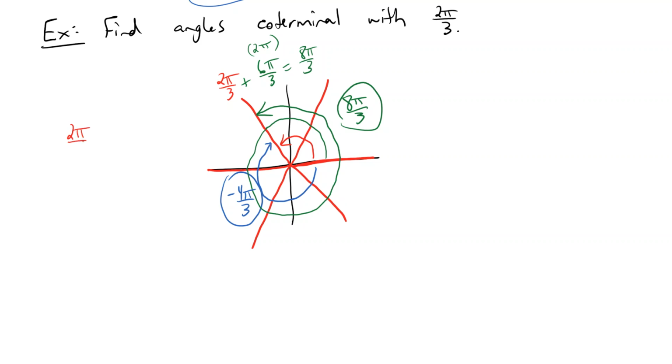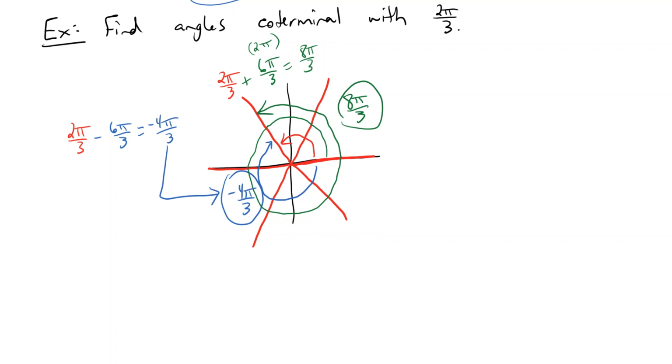So in radians, if I want to subtract a full revolution, I could subtract 6 pi over 3 because that's 2 pi. And that gives me my negative 4 pi over 3 that we got right there. Okay? So that's how you find angles coterminal. Now let's look at a different type of example with the same concept. And this is very common.